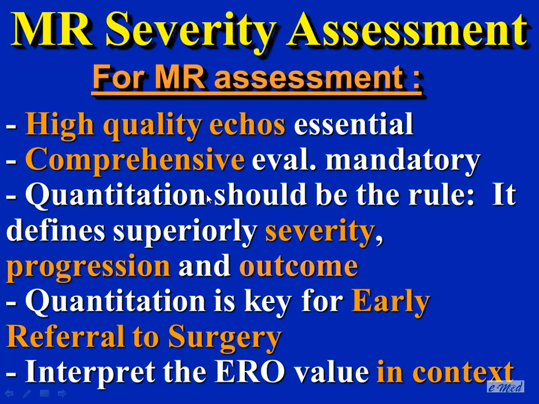So what we have learned today is that what we need to have, for MR assessment, is high-quality echo. Everything starts with high-quality echo. Comprehensive evaluation is mandatory. Quantitation is superior to qualitative assessment to assess the severity, the progression, and the outcome. And quantitation is the key for us to early referral to surgery to preserve life outcome. And like everything, we interpret the quantitation, the effective regurgitant orifice, and the regurgitant volume in context.